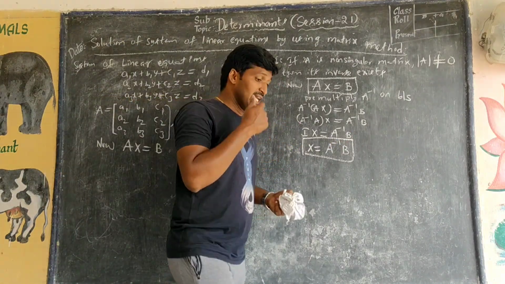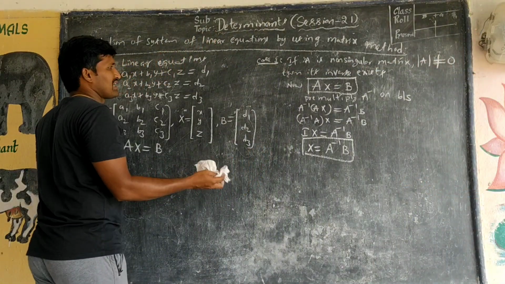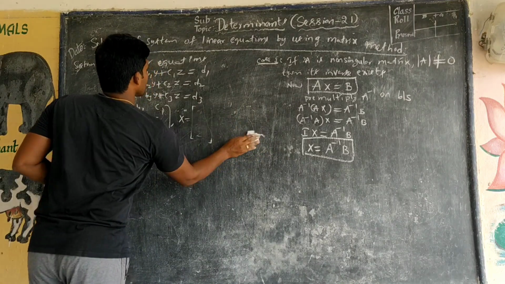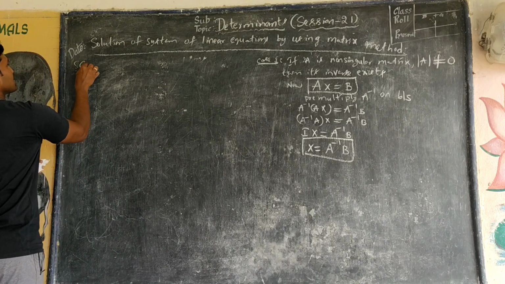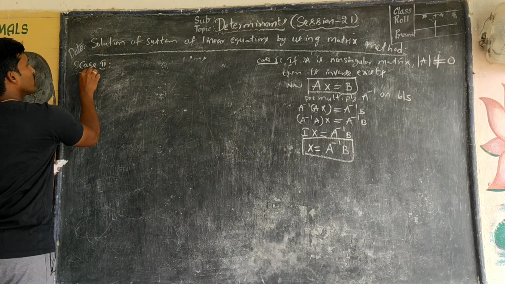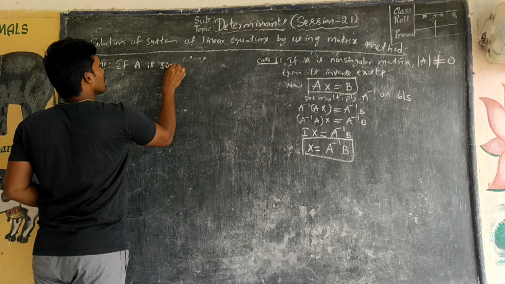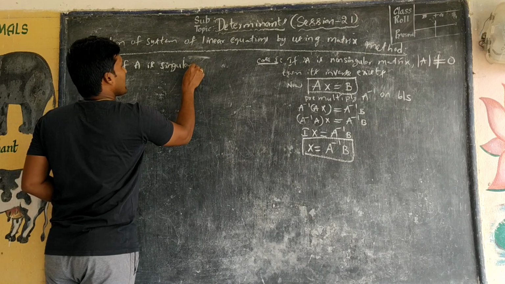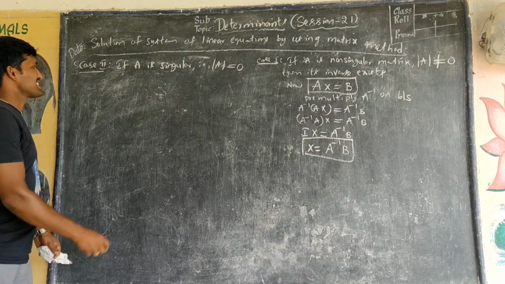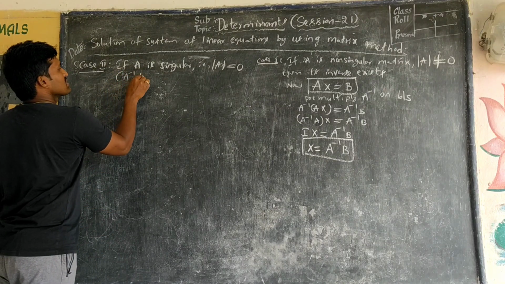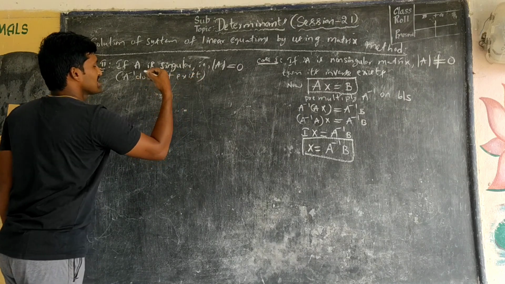Okay, you will get a doubt. If A is singular, what will we do? How to check the solution for consistency or inconsistency? How to check this? Case number 2. Coming to the second case. Case 2: if A is singular, that is, the determinant of A is equal to 0. In this case, A inverse does not exist.